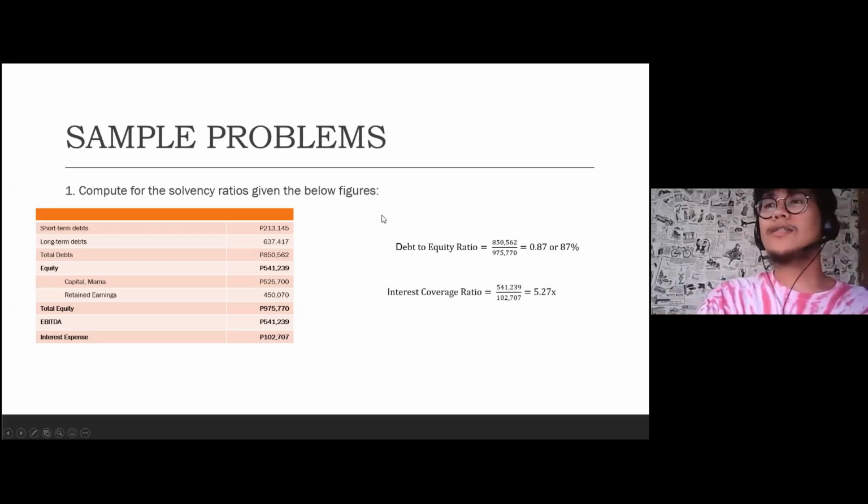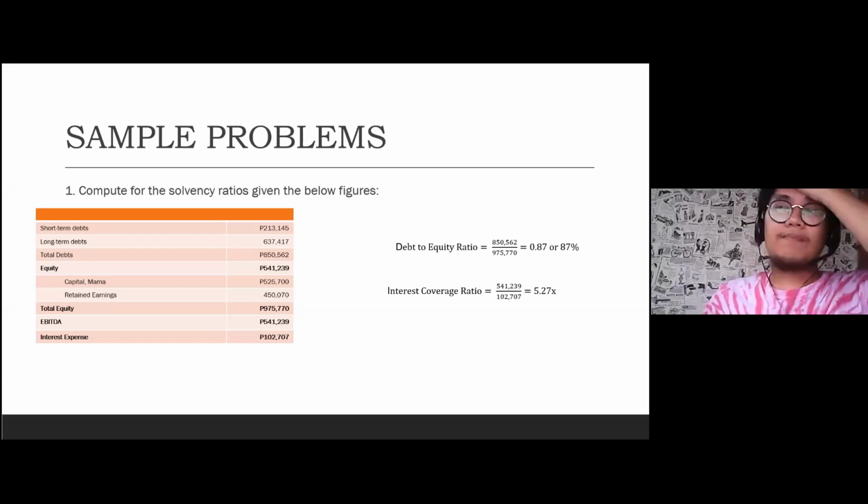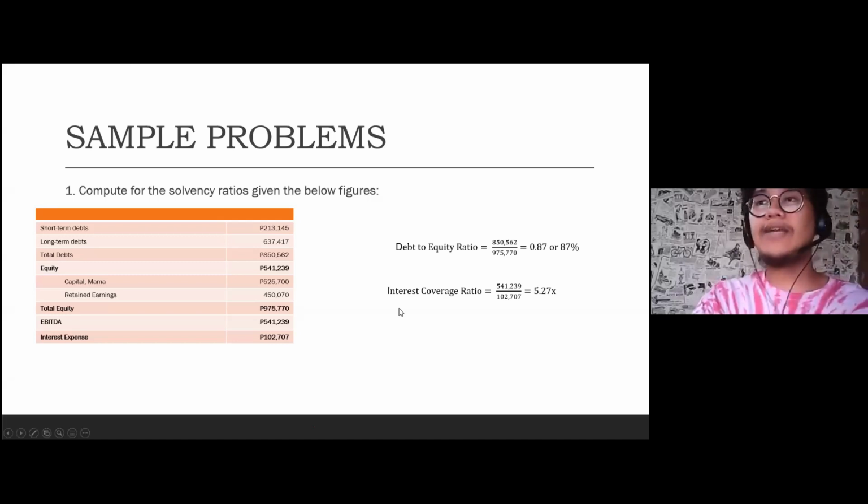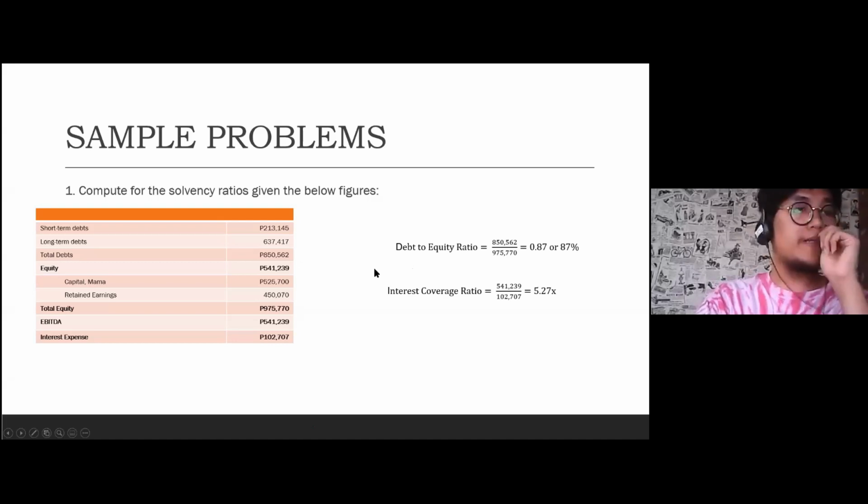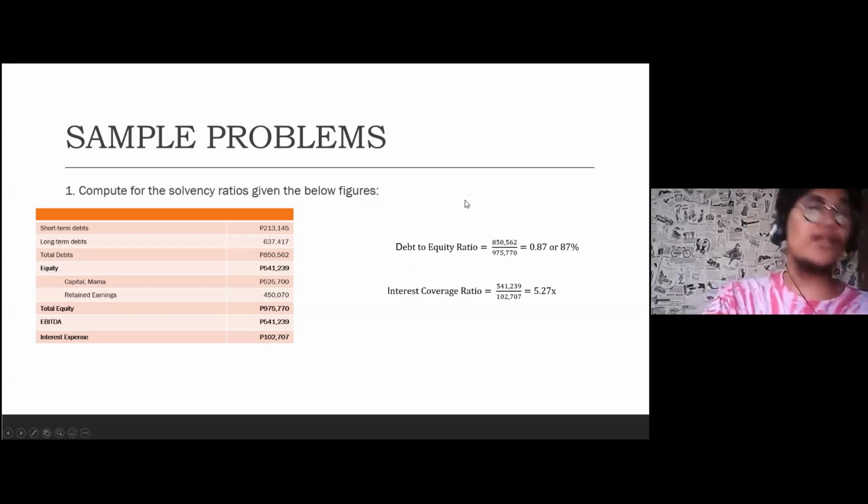Okay. So your interest coverage ratio or your times interest earned ratio is 5.27 times. It means that for every one peso interest, the company has 5.27 available. They can pay it 5.27 times. Okay? So the higher your interest coverage ratio, the better. Maganda siya for the company because the company can pay off its interest expenses using the company's operating income. Okay?